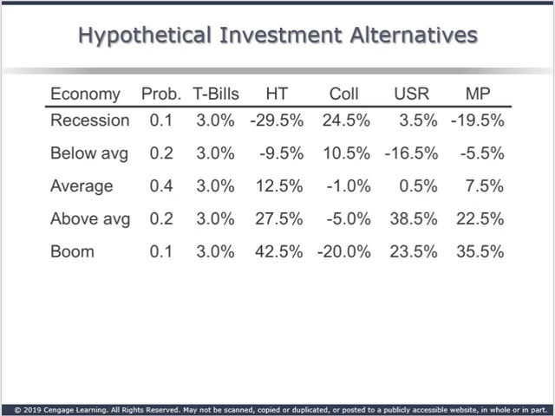We also look at some different investments. The first investment after the probabilities is T-bills, or treasury bills. Now we see here that the rate of return does not change for this investment regardless of the economic state. However, we see that the other four, HT, COLL, USR, and MP, they do fluctuate as the economy changes.